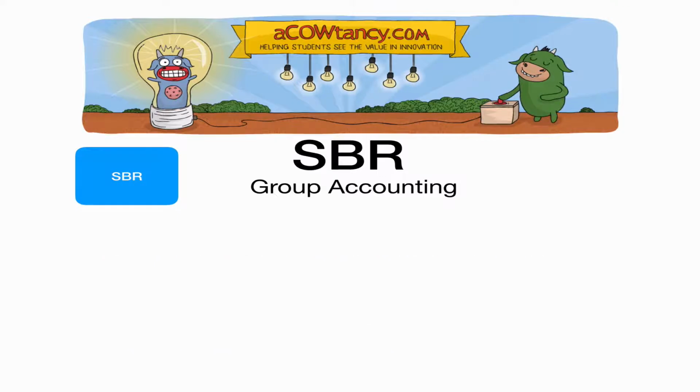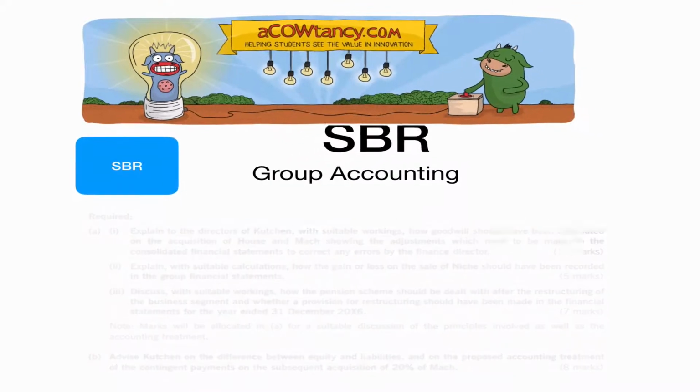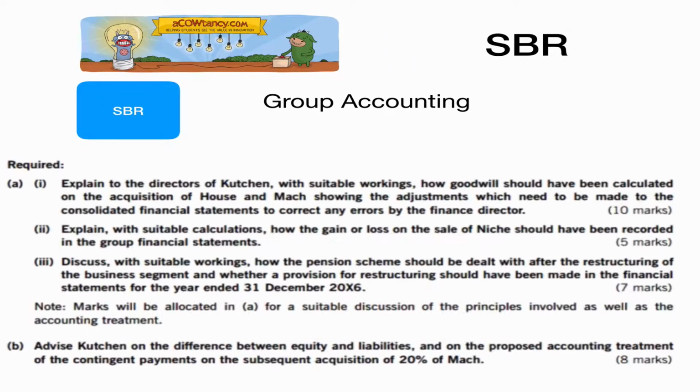What would happen though in SBR is it gets split up. Look, explain to the directors how goodwill would have been calculated. Explain how the gain or loss on sale would have been recorded. So they're splitting it all up, and then they're saying explain and discuss. Let's see it in a bit more detail.